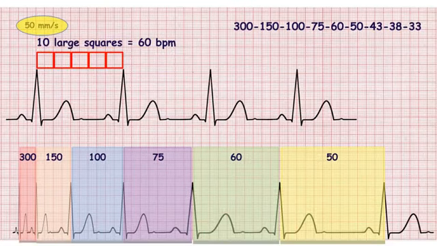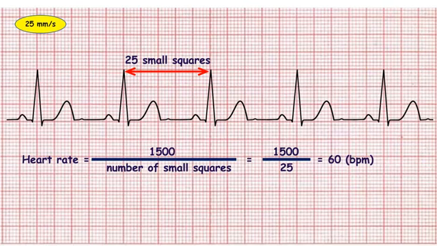If ECG speed is 50 mm per second, you can use this sequence, but in this case, you should count every 2 large squares. The second method needs a calculator. You should count small squares between 2 sequential QRS complexes. If ECG speed is 25 mm per second, divide 1500 by the number of small squares.